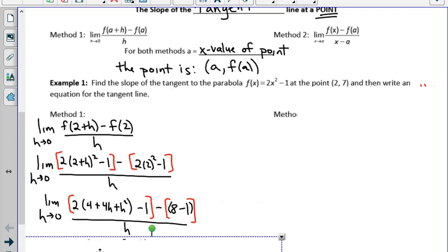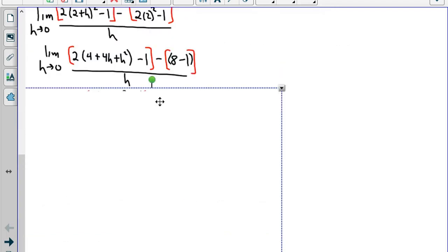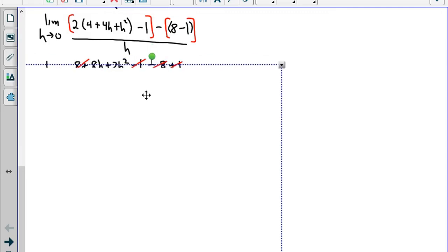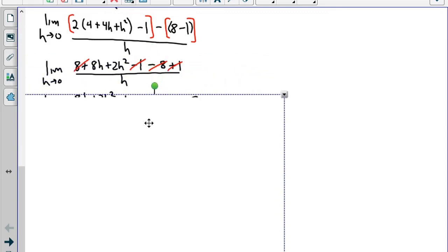Okay, then we have the limit as h approaches 0, and I just did some algebra. We're multiplying things out, then doing a little distributing, combining like terms. Notice that there's an 8 and a 1 and a -8 and a 1. So everything ends up canceling out. That's something that you'll notice in method 1.